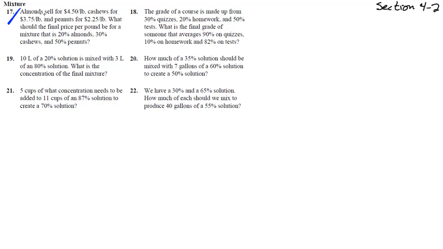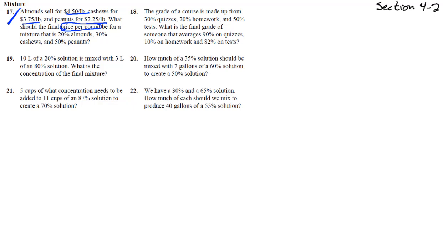So almonds sell for $4.50 per pound, cashews for $3.75 a pound, and peanuts for $2.25 a pound. Get cheaper and cheaper as they go on. What should the final price per pound be for a mixture that is 20% almonds, 30% cashews, and 50% peanuts? Now, we should note that we're just looking for one variable, price per pound. That's it. So really, this is just getting us used to the idea of a weighted mixture.